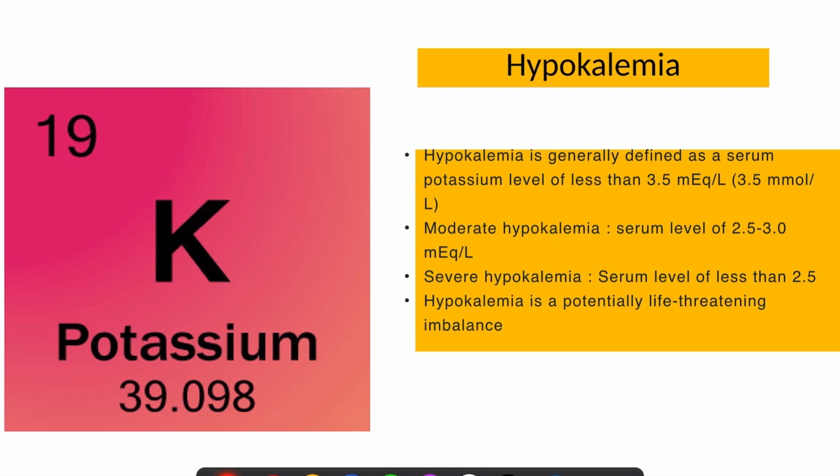Hypokalemia is defined as serum potassium less than 3.5 milliequivalent per liter, and moderate hypokalemia is usually defined as serum potassium between 2.5 to 3 milliequivalent per liter, and severe hypokalemia is defined as serum potassium less than 2.5 milliequivalent per liter. So we need to understand hypokalemia and the ECG changes in hypokalemia because it's a potentially life-threatening electrolyte imbalance.